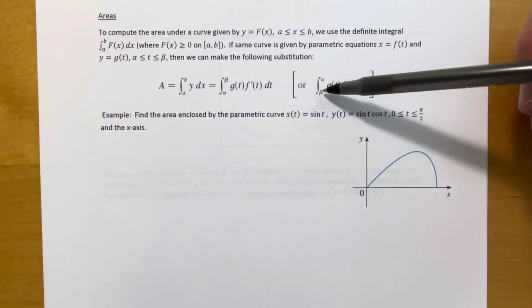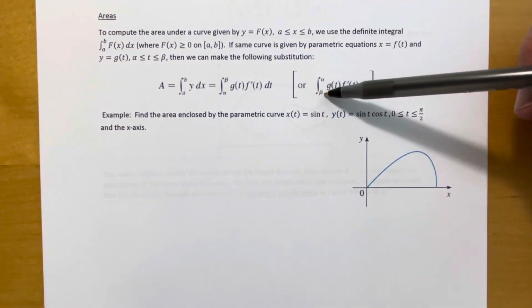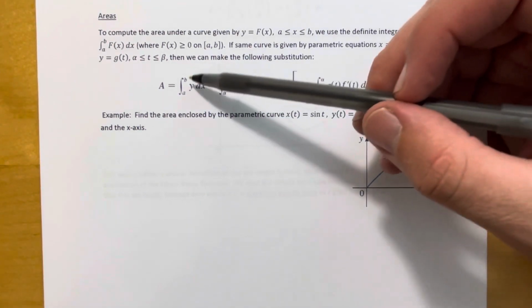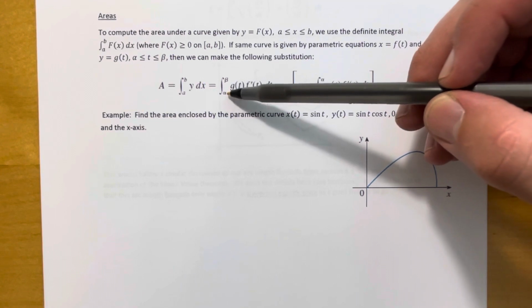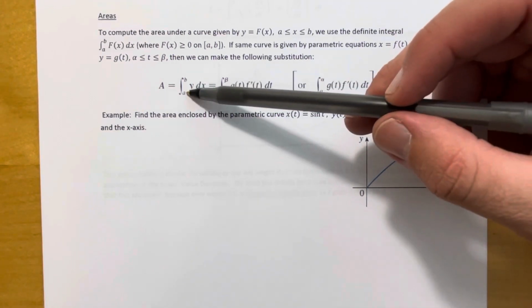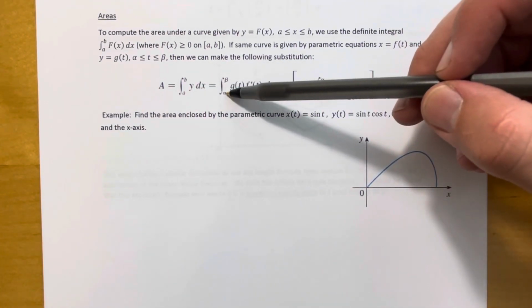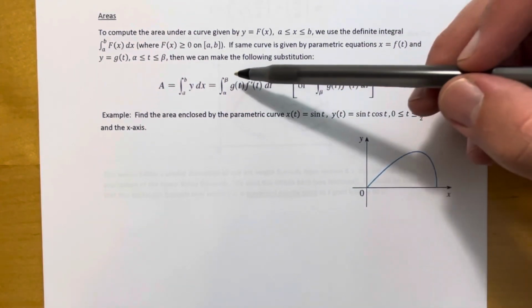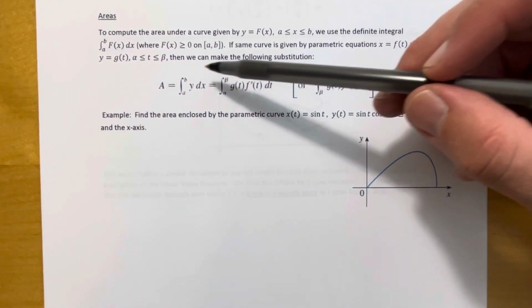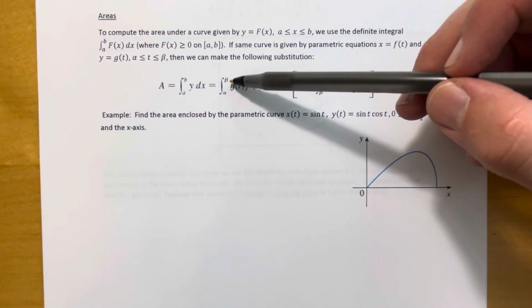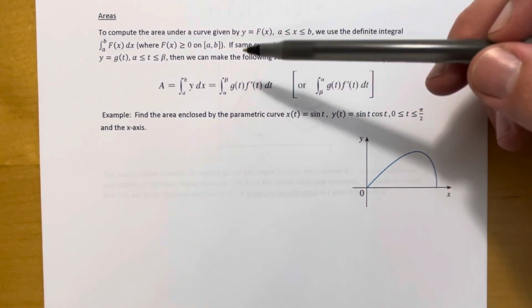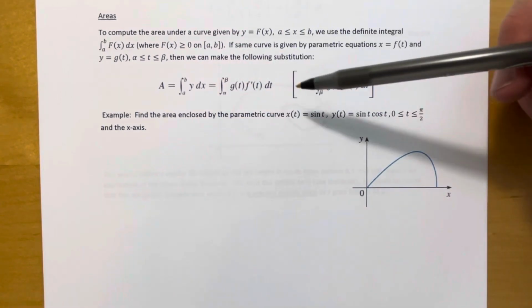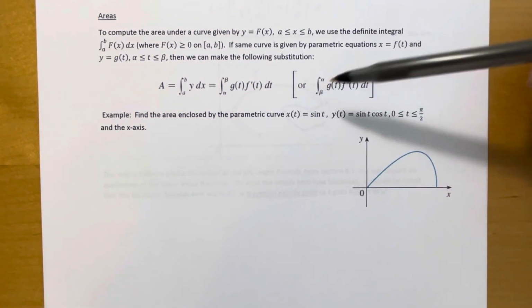We need the order of these parameter values to match the order of the a and the b here. So whichever of these values, whether alpha or beta, gives us a, that's the number that has to appear as the lower limit of integration, and whichever parameter value takes me to b on the x-axis is the one that I have to use as my upper limit of integration. So again, since that could go either direction depending on your parameterization, we're including this for reference.